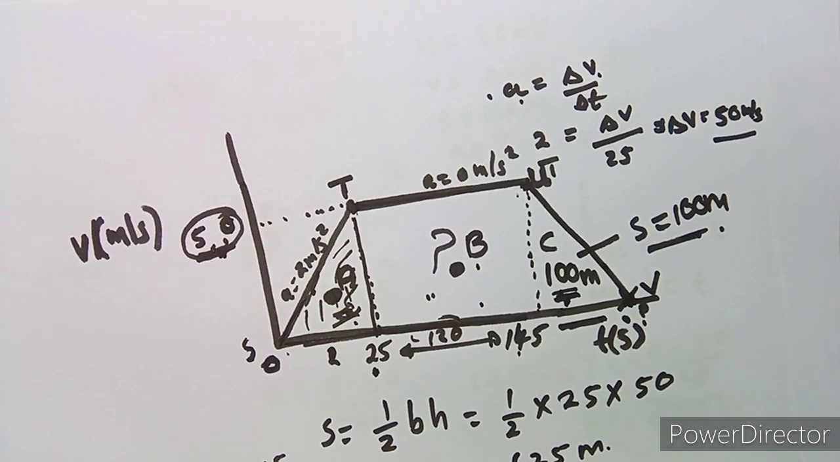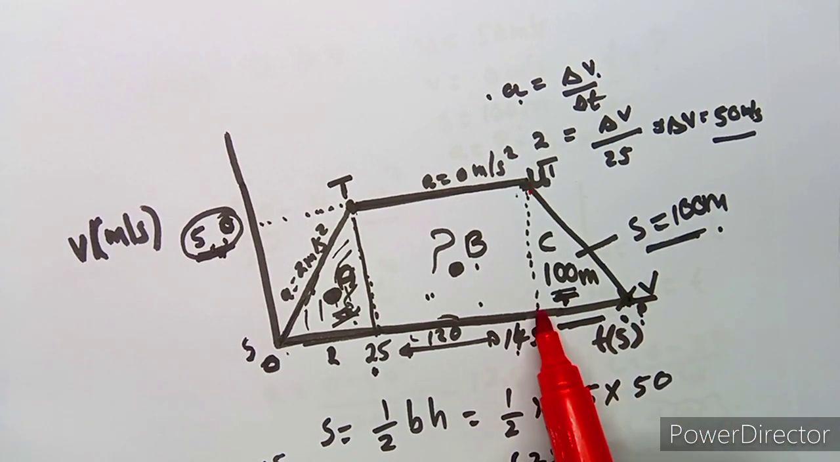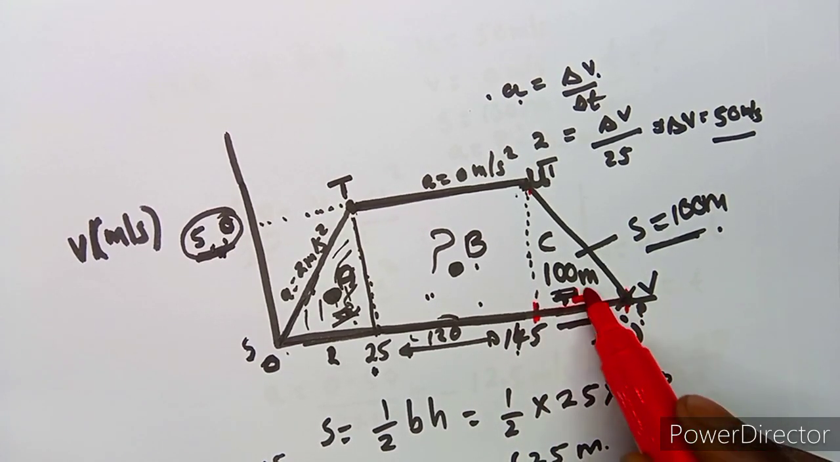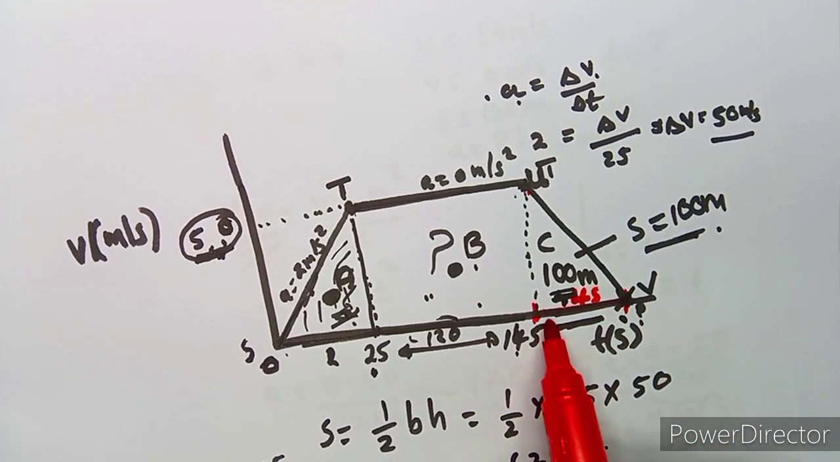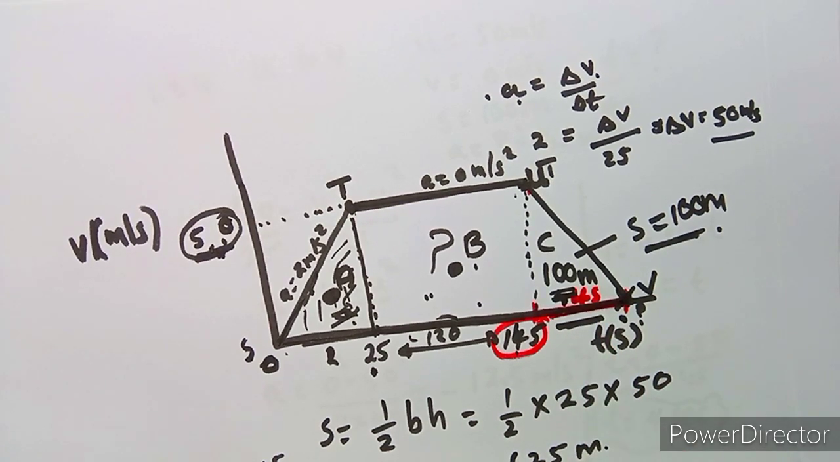Let me show here. Between these two points on the last segment, remember, this was your last segment from U to V. We just calculated the time in between here and we got 4 seconds. So the total time is going to be 145 plus this 4 seconds. That is now your total time.